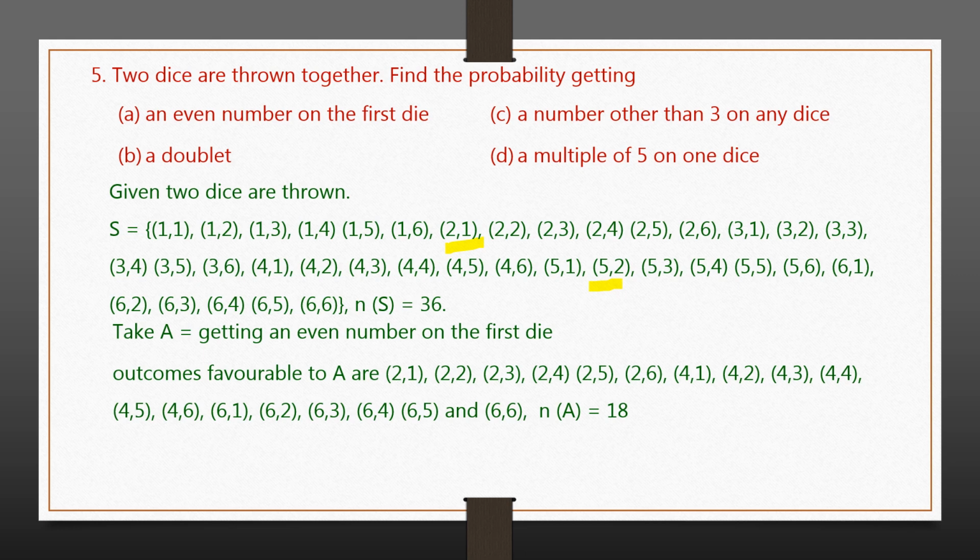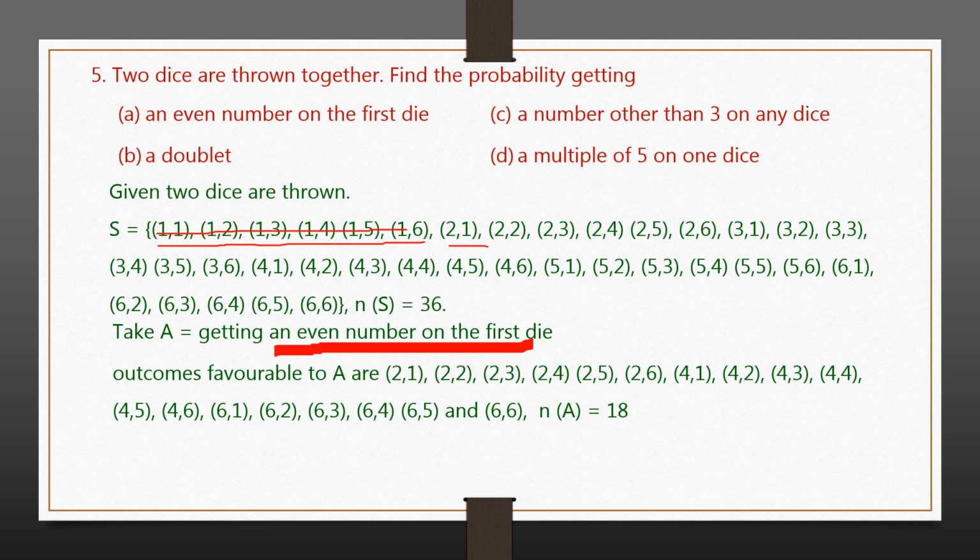Now from these 36 outcomes, you have to identify the outcomes favorable to A. The condition given for A is an even number on the first die. Now in the outcomes, suppose 1 1. On the first die I have 1, and 1 is an odd number. In the first 6 outcomes, on the first die I got 1 only, which is an odd number. Therefore these 6 are not favorable to A.